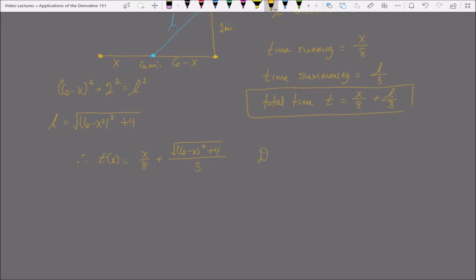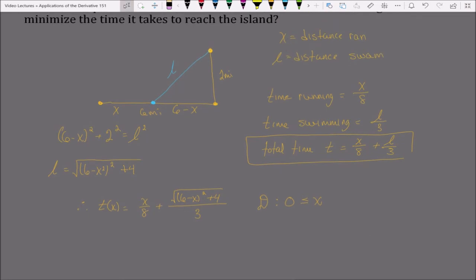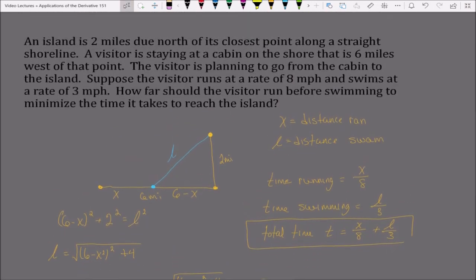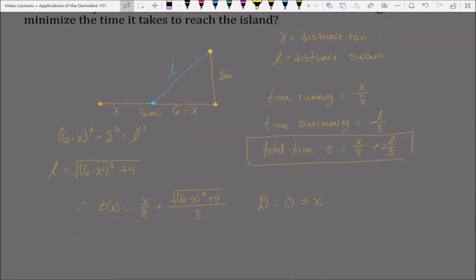Domain: obviously x is going to be 0 as a lower bound. You could not run at all, or you could run the entire 6 miles to this point and then swim 2 miles. It makes no sense to run past the point, because then you'd be going backwards.